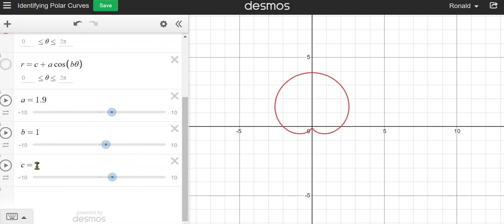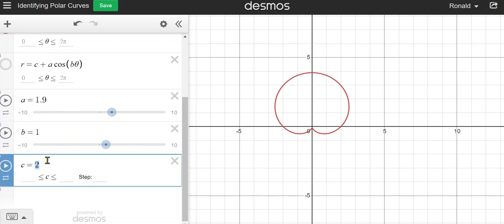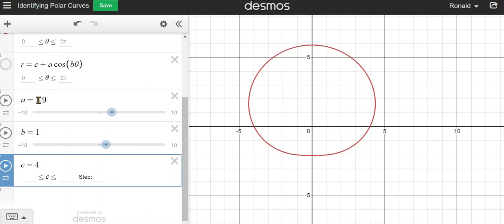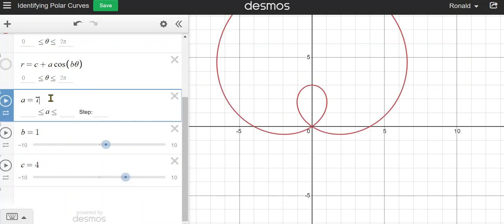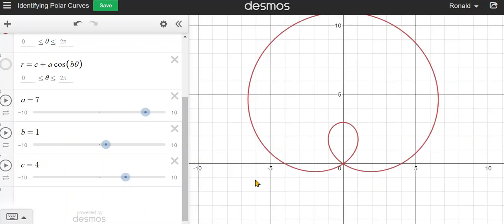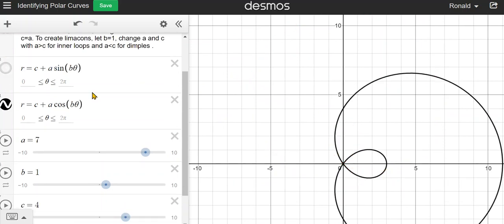So what happens if we let c be equal to 4 and let a be equal to 7? We have an inner loop. So the a value is larger than the c value, and we have the inner loop. And the same thing will be true with the cosine function.